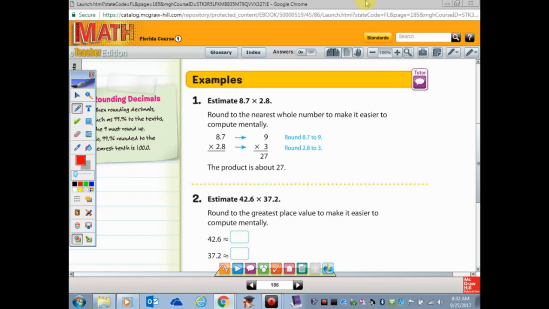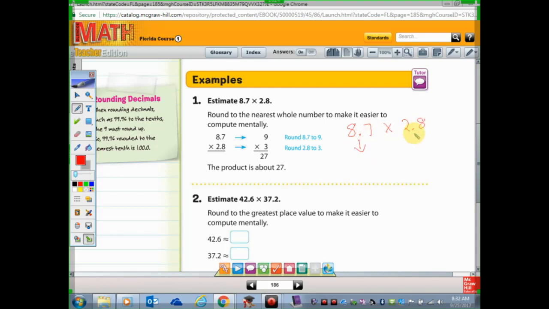Using this for multiplication purposes will help you out a lot. With this estimate right here for number 1, you're going to have 8.7 times 2.8. So I'm going to take it over here and write it. 8.7 times 2.8, and I'm going to take my estimated numbers down below as well as my multiplication symbol.